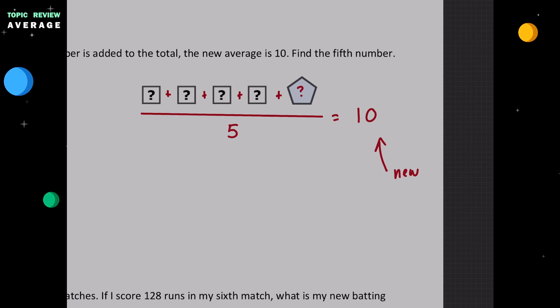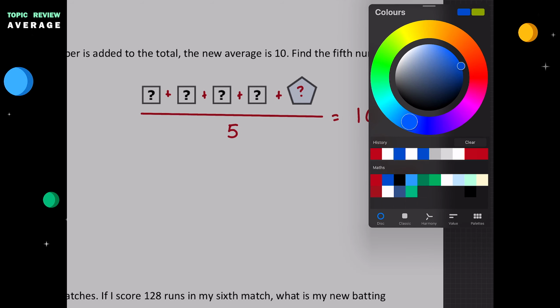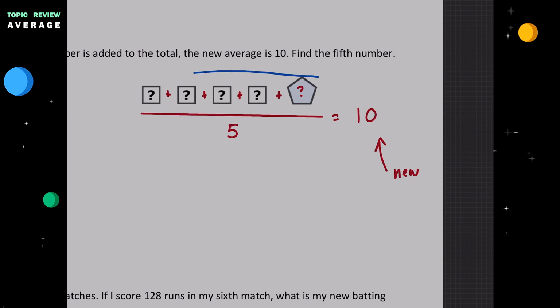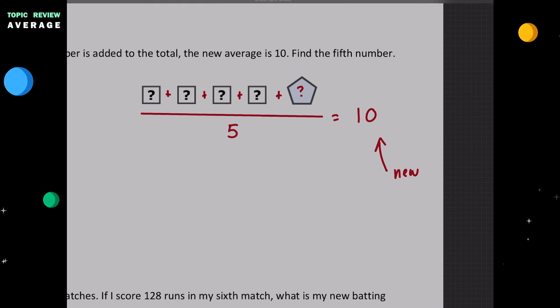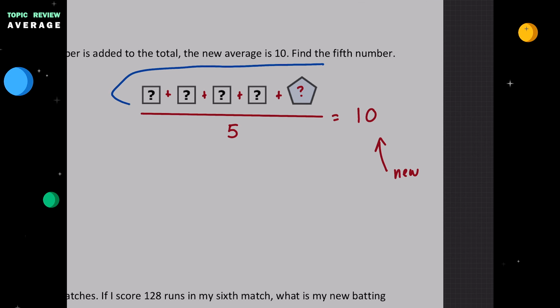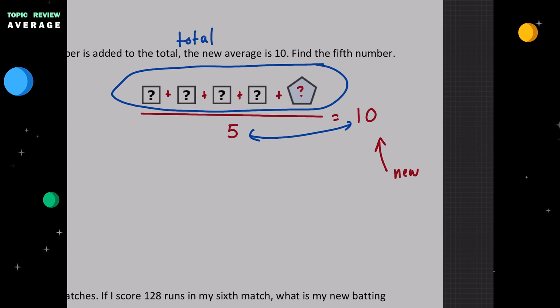So the first thing we do again, whenever we see the situation, is find the total of the 5 numbers. Okay, let me draw a bigger one. Total. Okay, the total of these 5 numbers is, we multiply these 2 numbers, 5 times 10, that's 50. So the total is equal to 50.